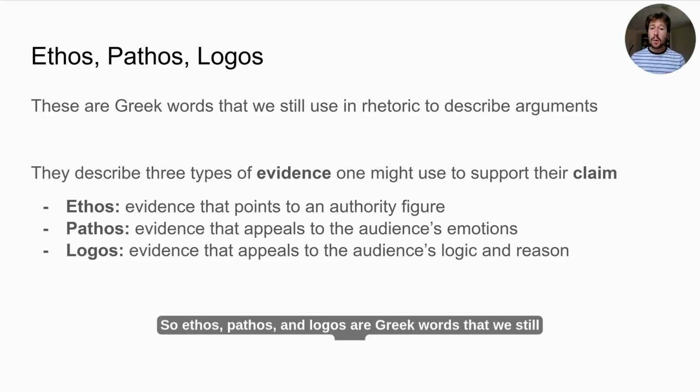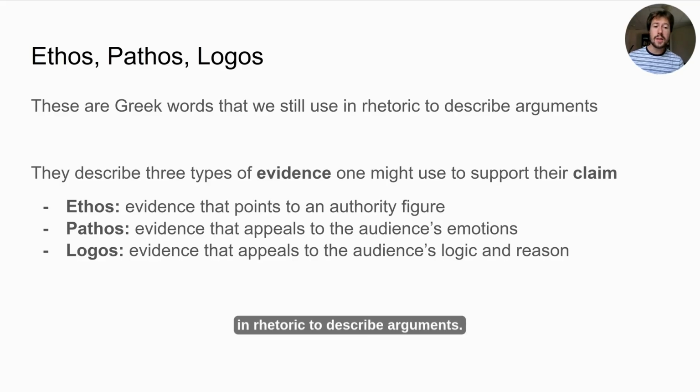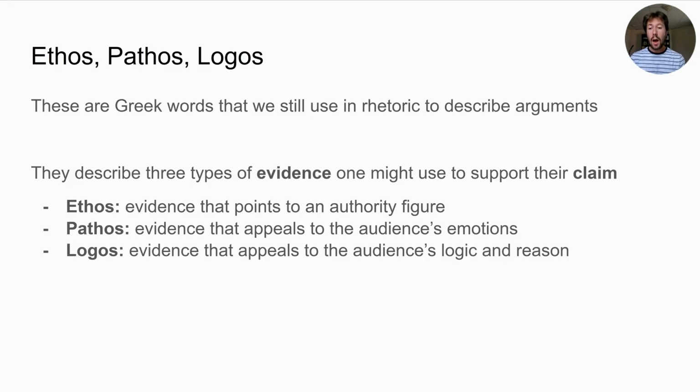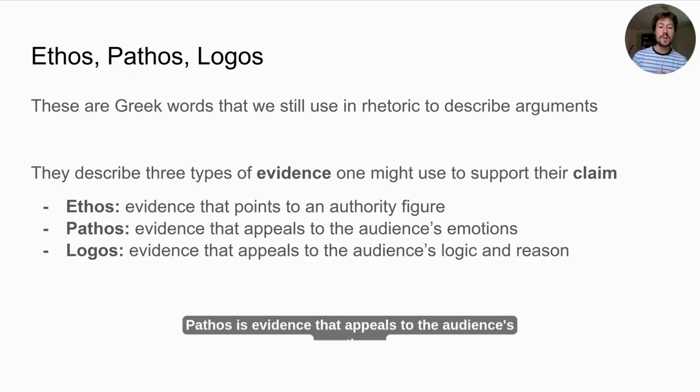So ethos, pathos, and logos are Greek words that we still use in rhetoric to describe arguments. They describe the evidence one might use to support their claim, right? So ethos is evidence that points to an authority figure. Pathos is evidence that appeals to the audience's emotions. Pathos is the same root that words like empathy come from. Things that have to do with emotion, right? And logos obviously has the same root that we use to get to the word logic in modern English. And logos is evidence that appeals to an audience's logic or reason.